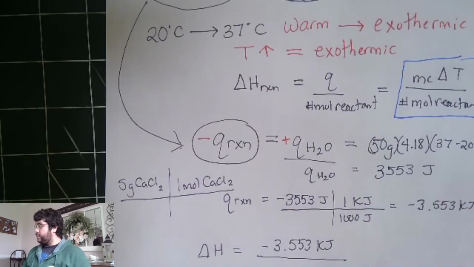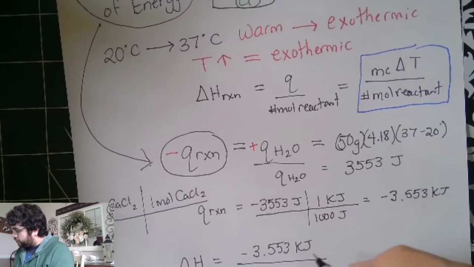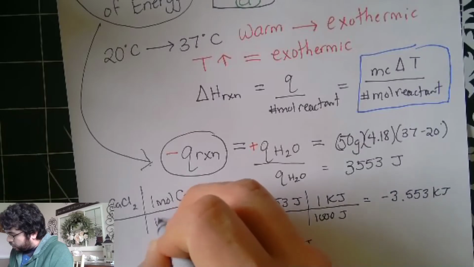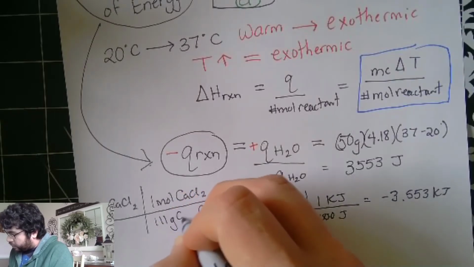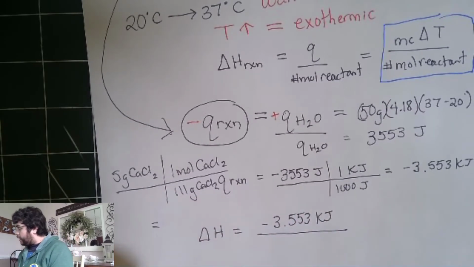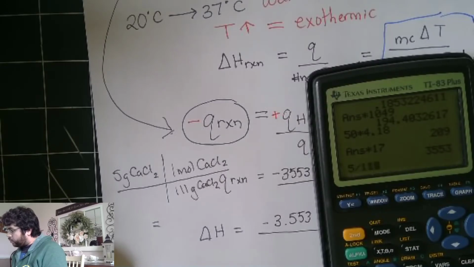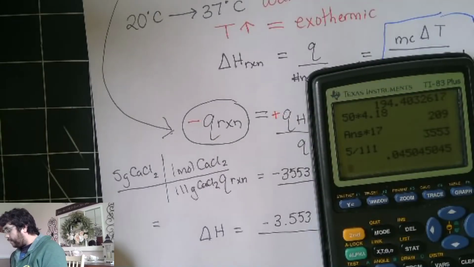I don't know the molar mass of CaCl2 in front of me. I don't have a periodic table right in front of me either. Oh, I'm terrible. I'll just look it up real quick here. About 111. So 111 grams CaCl2. So 5 divided by 111, which is 0.045.